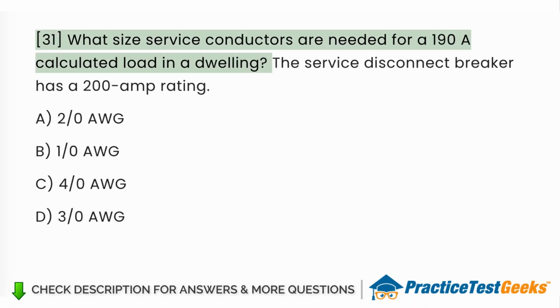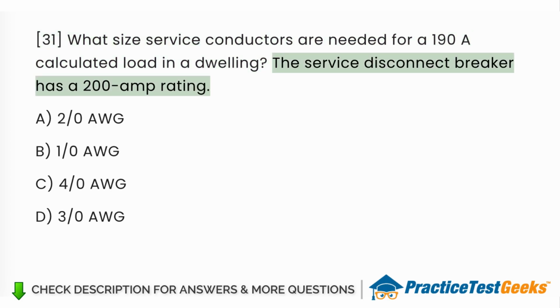What size service conductors are needed for a 190A calculated load in a dwelling? The service disconnect breaker has a 200 amp rating. A. 20 AWG. B. 10 AWG. C. 40 AWG. D. 30 AWG.